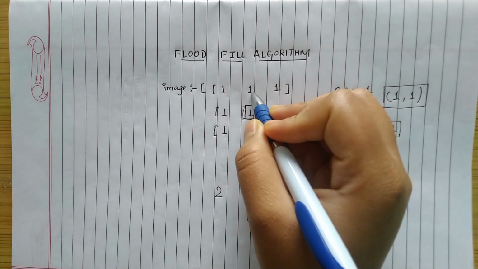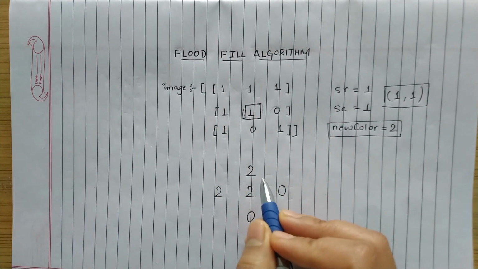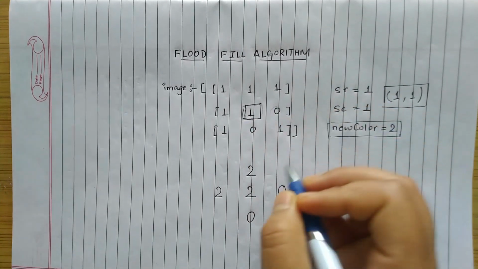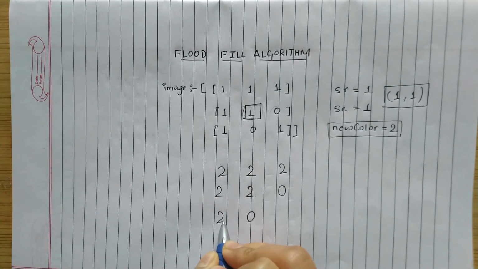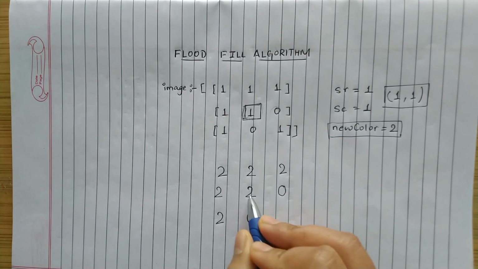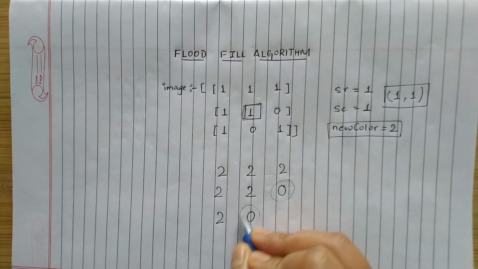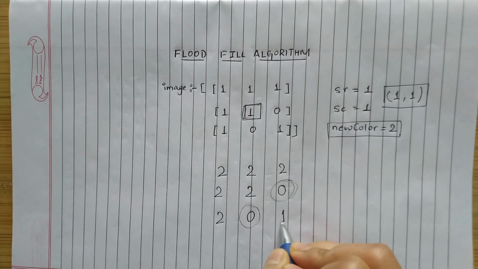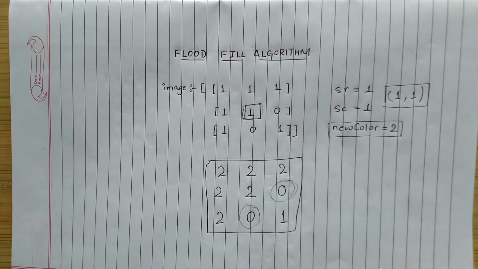Now we have to check all the others that we have been changing. For this 2, on the right we have 1, so it will be changed to 2. Similarly this will also be changed to 2, and this will also be changed to 2. Now this one will not be changed to 2 because we compare with its neighbors, and since these have not been changed, anything after that will also not be changed, so it will remain 1. So this is our final image.